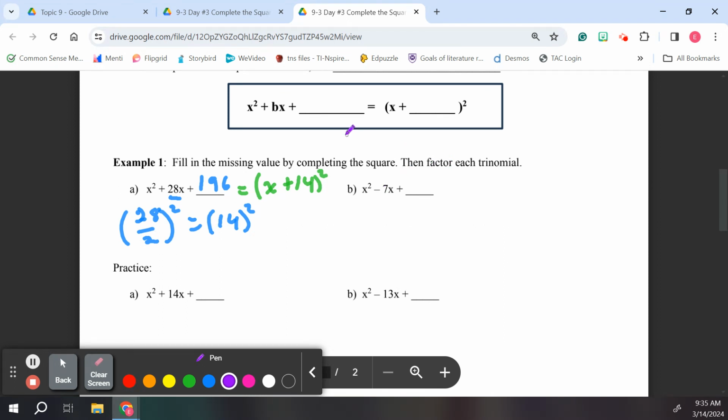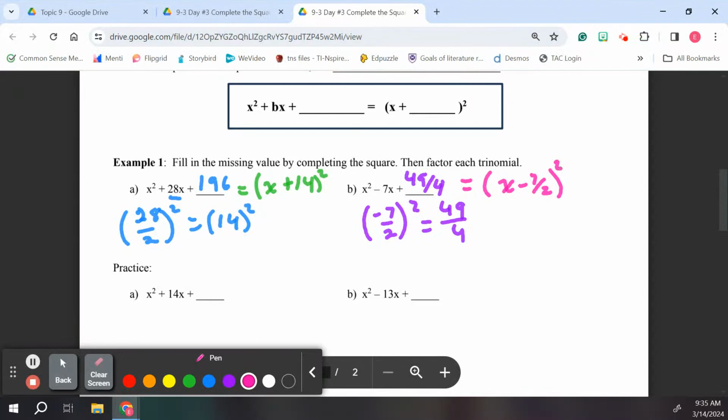All right, the next one, now we have a negative in here, and negatives are actually very important. So in this case, I'm going to have negative 7 over 2 quantity squared. This leaves me with 49 over 4, right? So that's what I'm going to put in here. But I need the factored form. That factored form is going to be x minus 7 over 2 quantity squared. Try the next two on your own.